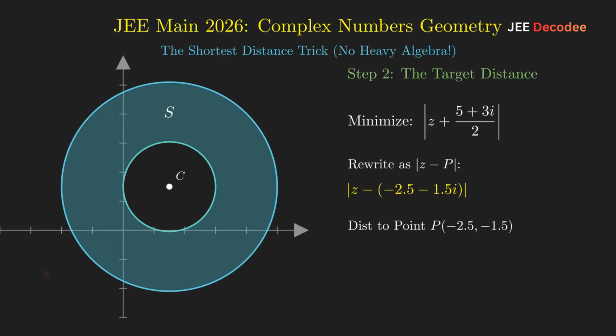Let's plot point P on our graph. It's way down here in the third quadrant. Now, look at the diagram. You don't need calculus or heavy algebra here. If you are standing at point P and you want to walk to the blue region S taking the shortest possible path, where do you aim? You aim straight for the center.